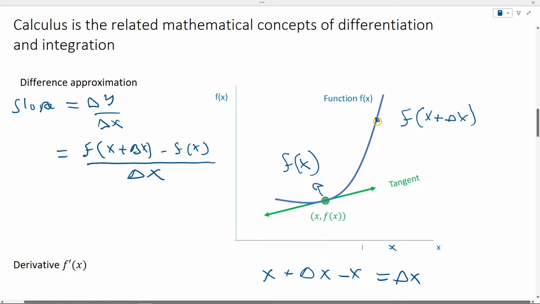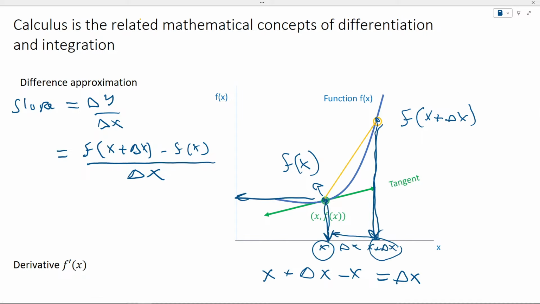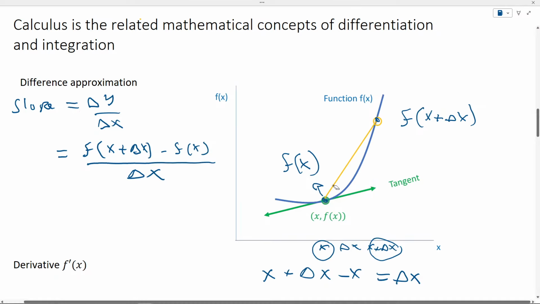That would basically be the difference. Oops, I deleted. I didn't want to delete this guy. Oops. That would be the slope of this line. Okay. Does this look good?